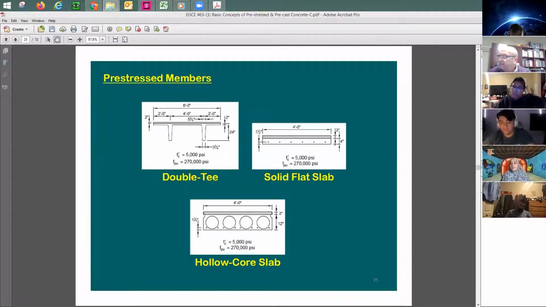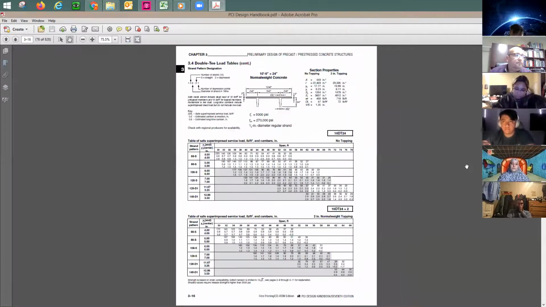Let me look for something quickly. Is it the one that we used in concrete class? Here are some pages out of it.